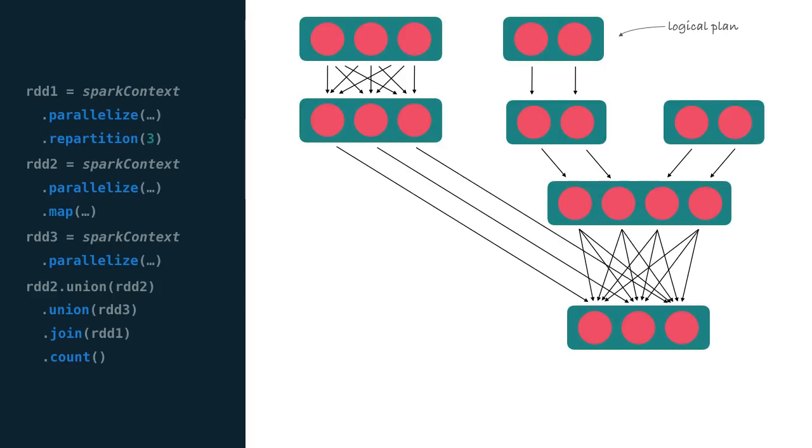So now, this logical plan basically describes how we can derive any RDD that we can reference in our logical plan from stable storage. But nothing has happened yet. It's just a chain of transformations. And it consists of RDDs, dependencies and partitions. So the red circles are partitions, and the arrows, of course, are dependencies.